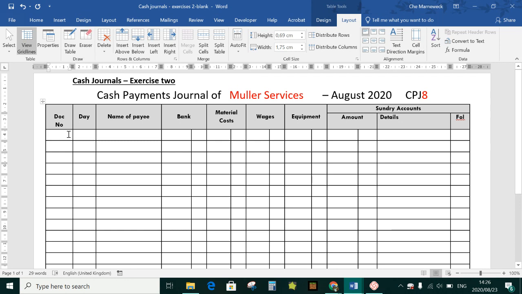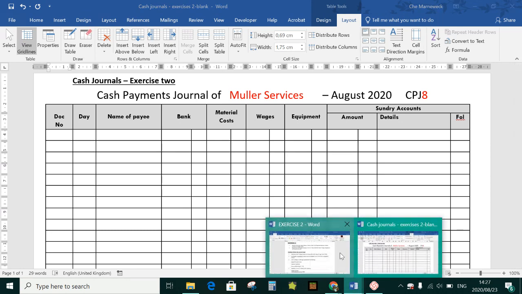Remember that doc number, that is where we record the check number. We have day, that is where we record the day that the transaction occurred on. Name of payee, who are we paying? What would we have written on the check under the name of payee? Bank, that is where we record every single amount that has gone out. It's going out of our bank account because we are buying things, we are paying for things. We then record either the amount under a column heading if we're buying or paying for material costs, wages, and equipment. If it's anything else, we then record the value under sundry accounts.